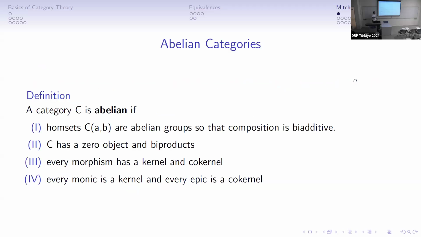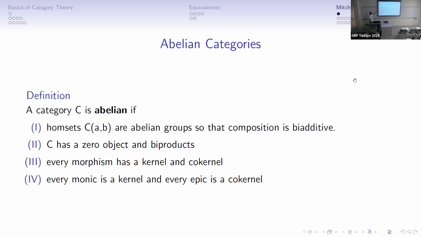Now, in our case, we want to construct an equivalence between abelian categories and left R-modules, but due to the lack of time, I'm not going to delve into details about abelian categories. I'm going to try to give you some intuition about them. They are generalizations of the category of abelian groups. For example, the first condition says each hom set is an abelian group. This means that you can sum morphisms.